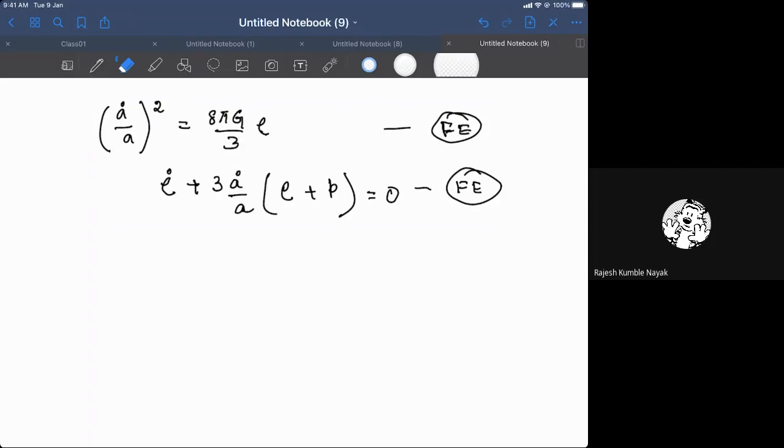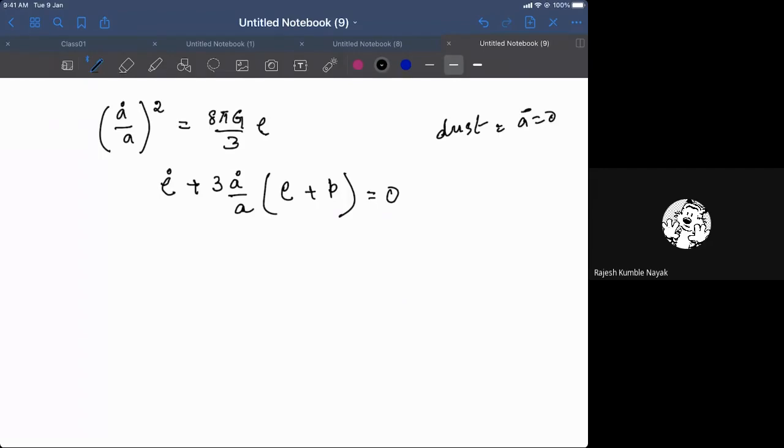Okay, let's get rid of this. So we need an equation of state. Let us use something very simple. We use an equation of state of dust. Dust, you remember, acceleration is equal to 0. This acceleration is not this a. So let me write down acceleration is equal to 0, and then p also becomes 0. So that is dust.